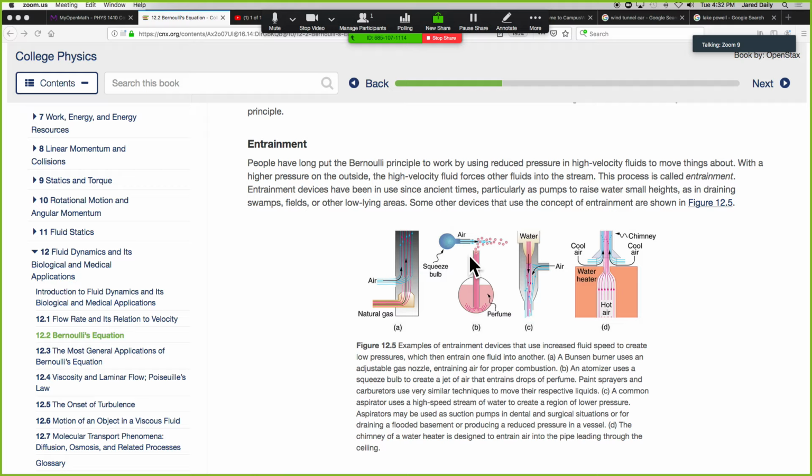All it does is squeeze air across the top of the perfume bottle. And the perfume bottle has a little pipe in it, and as air goes super fast across the top of the pipe, it creates a really low pressure region because of the fast moving air. That low pressure region is much lower pressure than the pressure inside the perfume bottle. And the pressure inside the perfume bottle pushes the perfume up to the top, and those little droplets of perfume get caught in that really fast moving air, and it comes out.